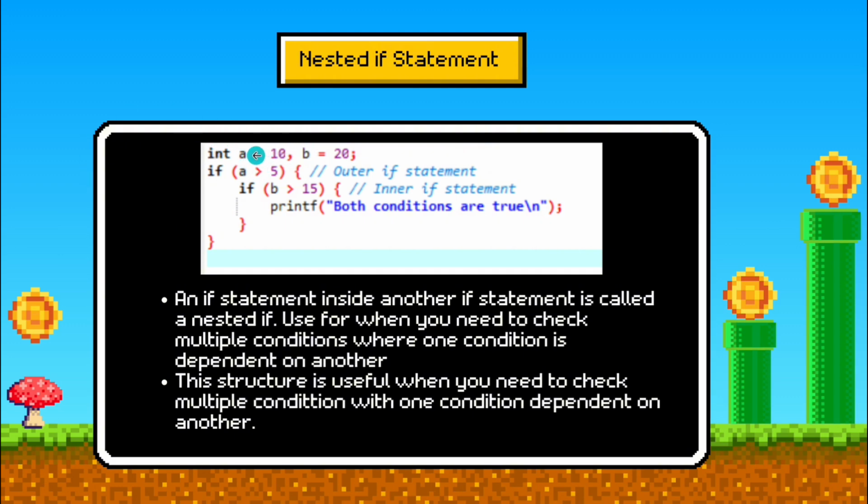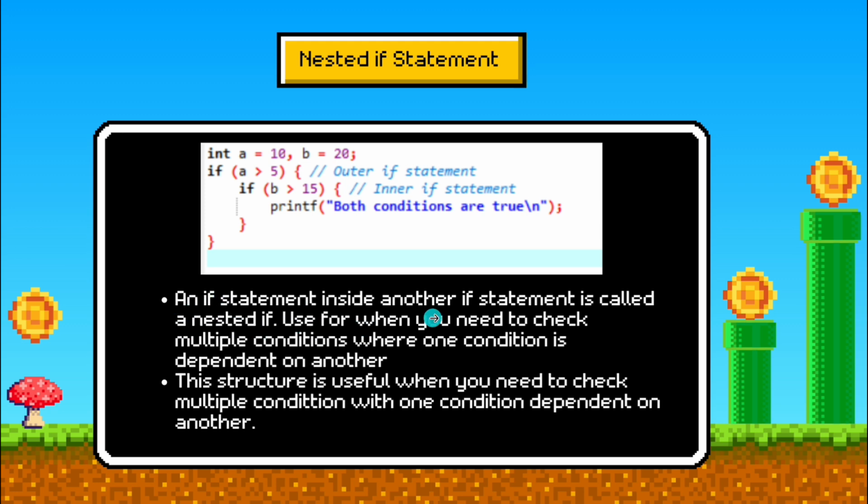Nested if statement. Int A equal to 10, B equal to 20. Int is short form for integer. So the variables are A and B. If variable A bigger than 5, this is the comment for this line, outer if statement. If B bigger than 15, comment for this line, inner if statement. So the output will become printf, both conditions are true. So this is the output. Both conditions are true. Okay.